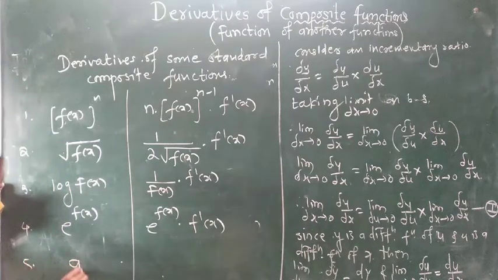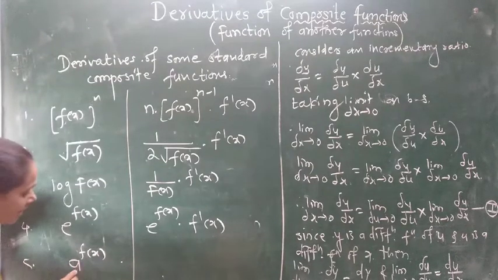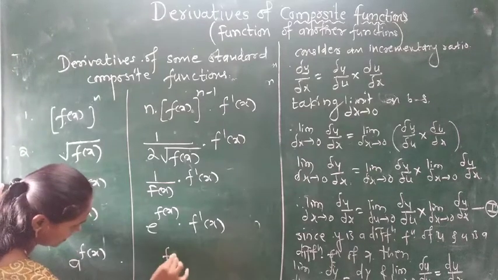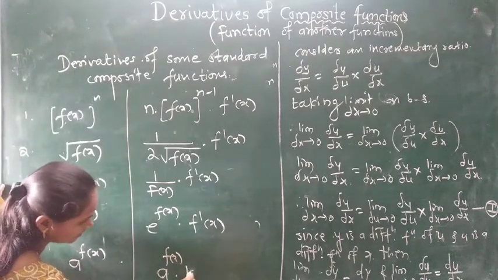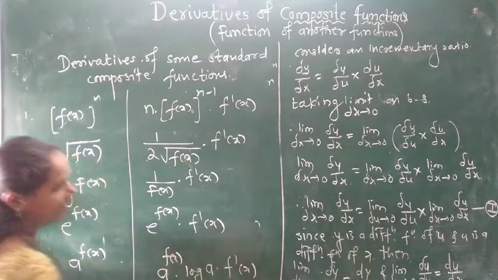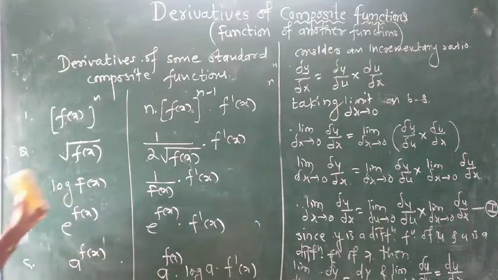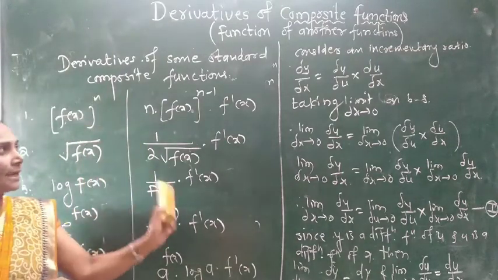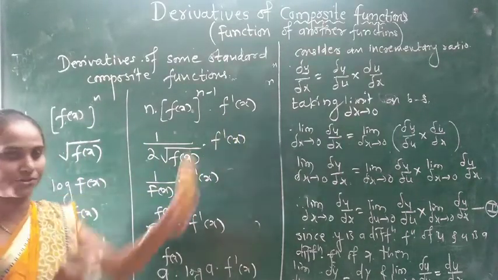Next one, a raised to f of x. Derivative of a raised to x is a raised to x into log a. So here derivative of a raised to f of x is a raised to f of x as it is into log a into f dash of x. While finding derivatives of composite function, we have to multiply the derivative of the function.